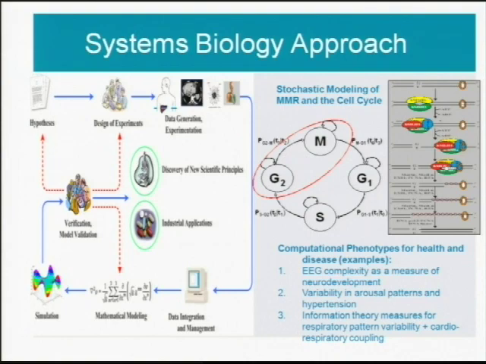We've also been looking at other computational phenotypes in terms of EEG, as EEG complexity is a measure of neurodevelopment. We've been looking at variability in arousal patterns and hypertension, and we've been looking at information theory measures as it relates to respiratory and cardiac coupling and how that relates to cardiovascular disease.